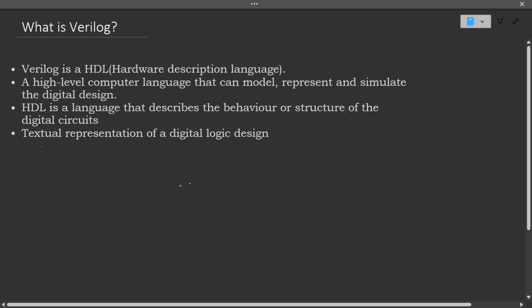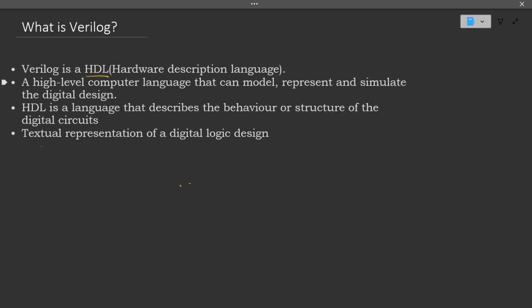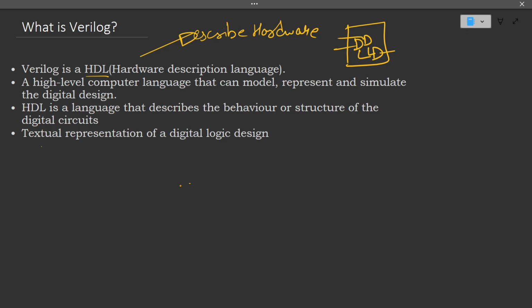So what actually is Verilog? Verilog is a HDL language. HDL, when we say, that means hardware description language. As the word says, what this language will do is it will describe hardware. That means if you have some digital circuit like this, you will be describing this circuit in language form, right? So this is Verilog.